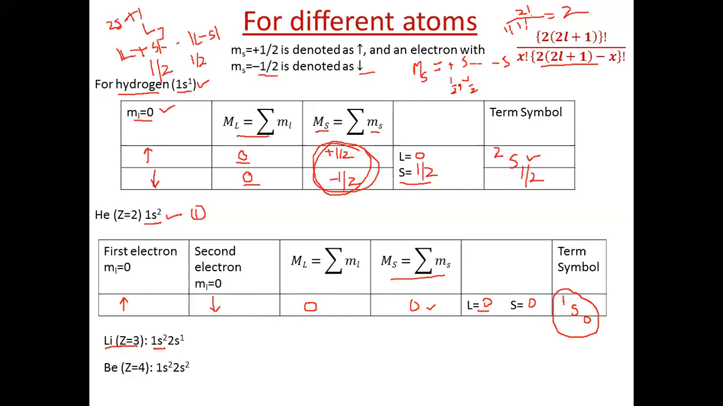Next atom is lithium with atomic number 3. Its configuration is 1s2, 2s1. As we have already said, closed shells do not contribute. Only 2s1 will contribute. Now it is the same system as s1, so its term symbol will be 2S half, same as that. Okay, now beryllium, again it is a closed configuration, so its term symbol will be same as s2, 1S0. So far we have found term symbols for 4 atoms: hydrogen, helium, lithium and beryllium.